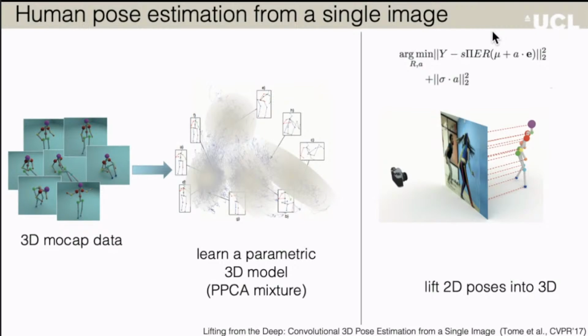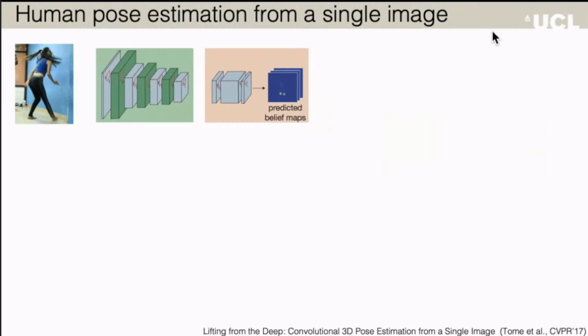And then how do we now take advantage of deep learning to boost this approach? Imagine that our goal was just to detect the 2D joints. What we would do is have images as input, and we have 2D annotations. So we have some convolutional layers and some fully connected layers. And what we're doing is predicting these belief maps.